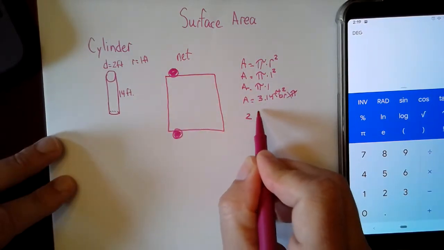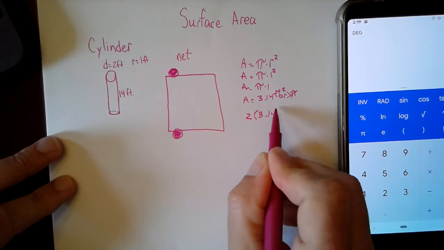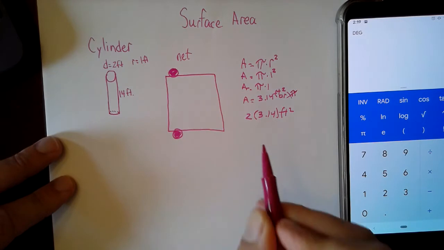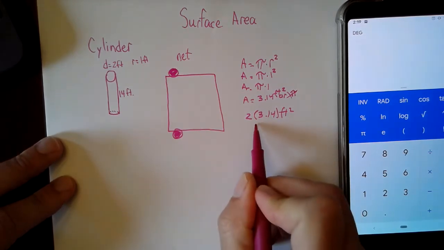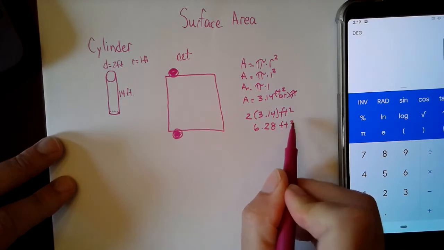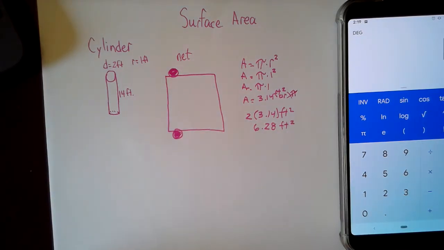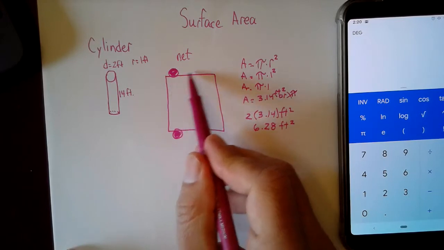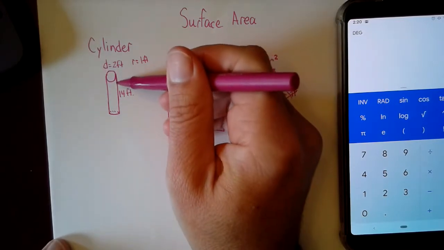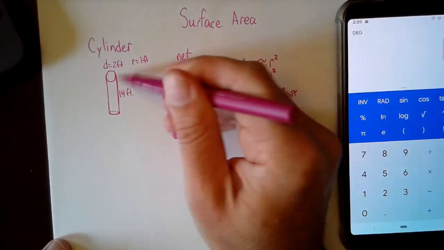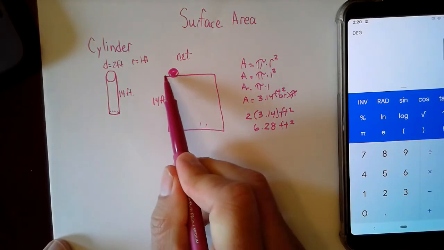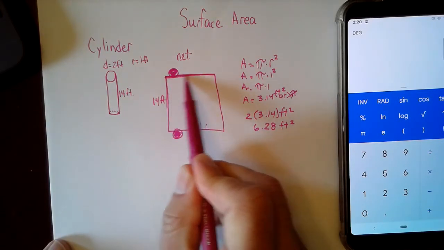All right, I'm going to have two 3.14 feet squared, two of them. All right, that gives me 6.28 feet squared. Now comes the part where I have to figure out the area of this. All right, the height of this is 14 feet. Oh, look, we're halfway there. Now what I have to figure out is how long is this?